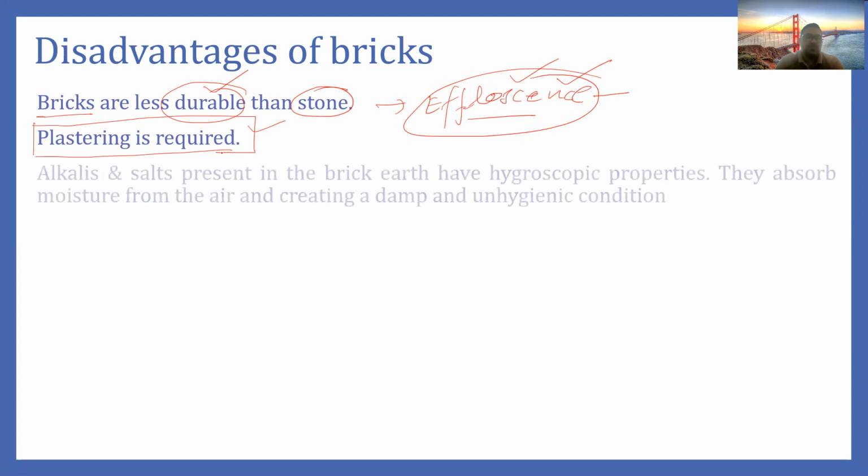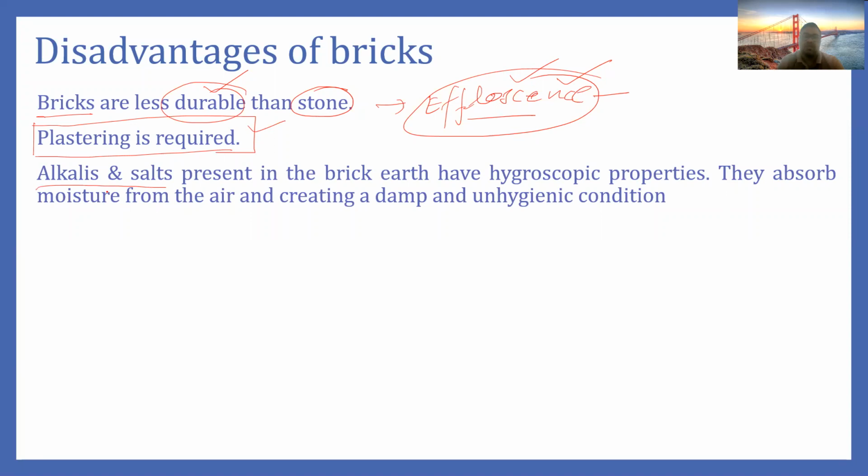The next disadvantage is that alkalis and salts are present in the brick earth, and they have hygroscopic properties. Now, what is the meaning of hygroscopic properties? This property means they attract moisture from the atmosphere. So a material which attracts moisture from the atmosphere has a hygroscopic property. They absorb moisture from the air, and ultimately they create damp and unhygienic conditions.